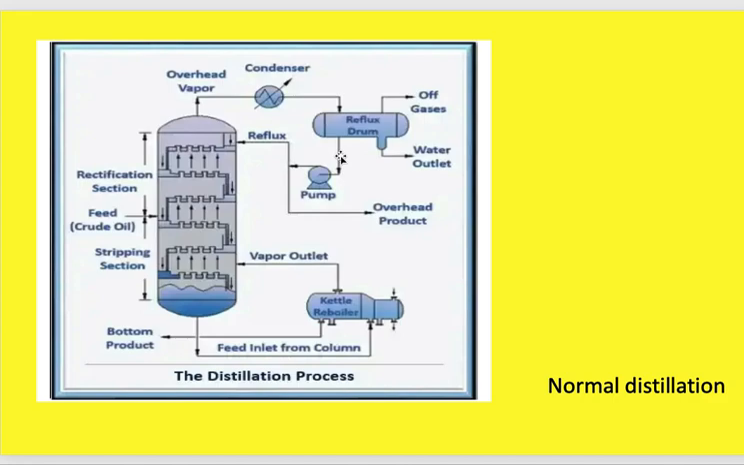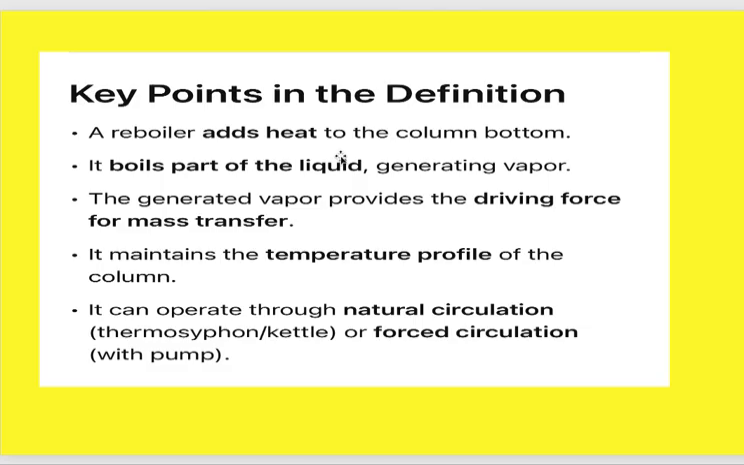So the key point in the definition is that the reboiler adds heat to the column bottom. It boils part of the liquid and generates vapor. This vapor returns back to the tower and continues the journey of vapor-liquid equilibrium related to the temperature of each tray. The generated vapor provides a driving force for mass transfer. It maintains the temperature profile of the column, and it can operate through natural circulation or forced circulation, as we will see next.